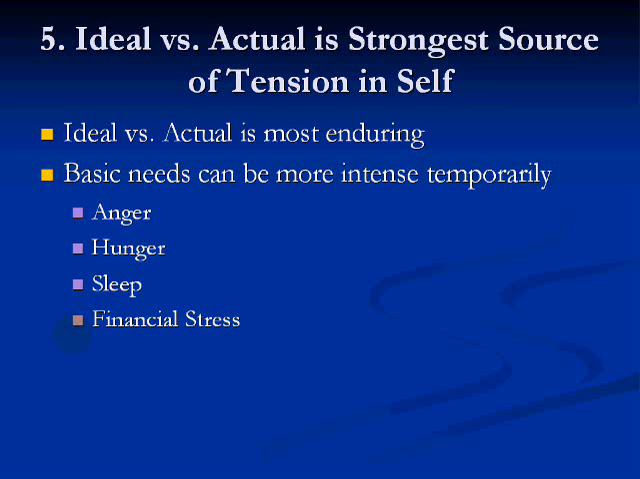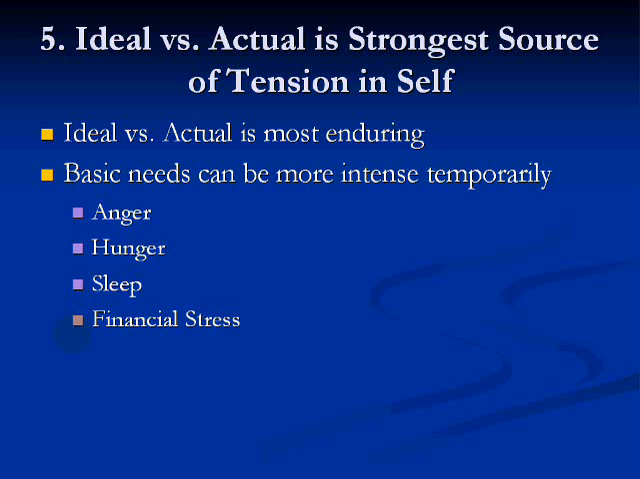The fifth point is that this idea of actual versus ideal can metaphorically be applied to our individual self. There's a tension between who we actually are and who we ideally want to be. And this is actually the strongest source of tension in ourselves. And by strongest, I'm not saying that it's the most intense. No, I'm saying it's the most enduring. Other basic needs can temporarily be more intense, but this tension between our actual self and our ideal is something that keeps coming up over time, and in that sense it's stronger than any other need.